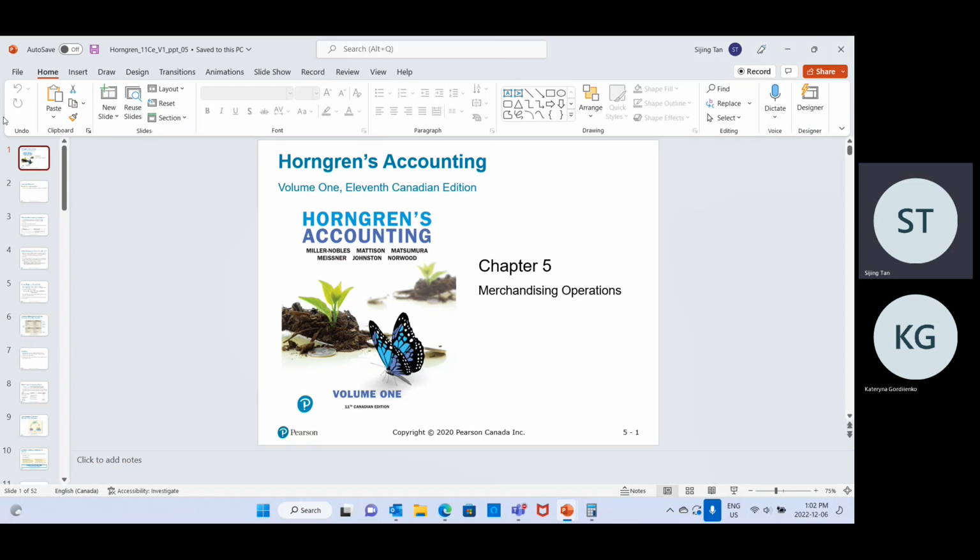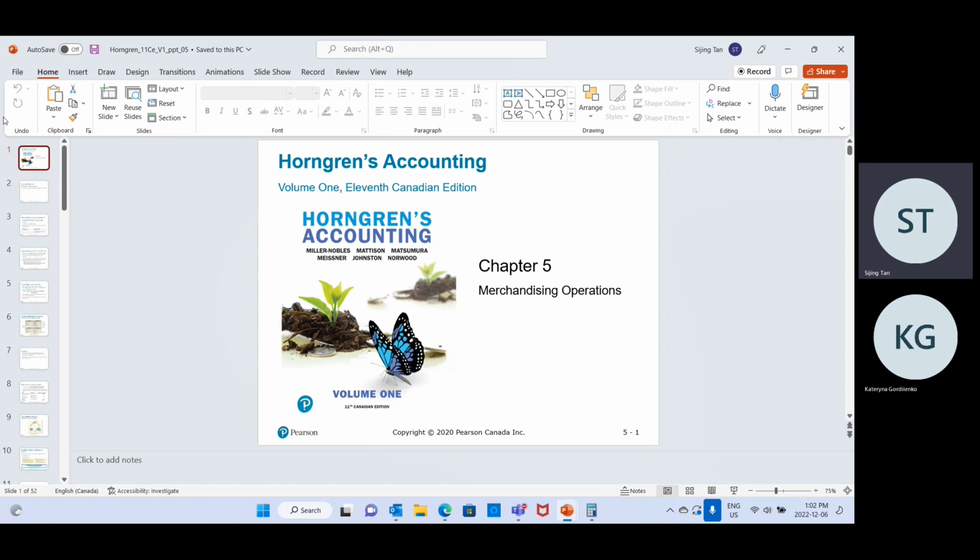So chapter 5 is totally different topics than chapters 1 to 4. As we talked about, in chapters 1 to 4 we went through the accounting cycle, right? From analyzing a business transaction till closing the trial balance. So that is the 9 steps we have learned from chapter 1 to chapter 4. We'll start chapters 5, 6, 7.